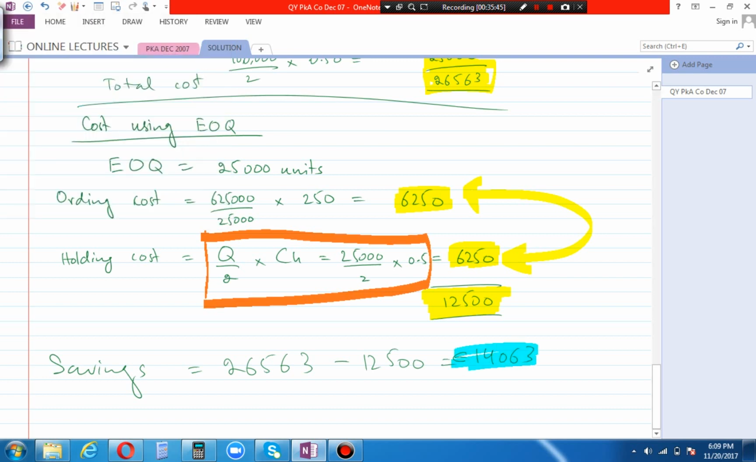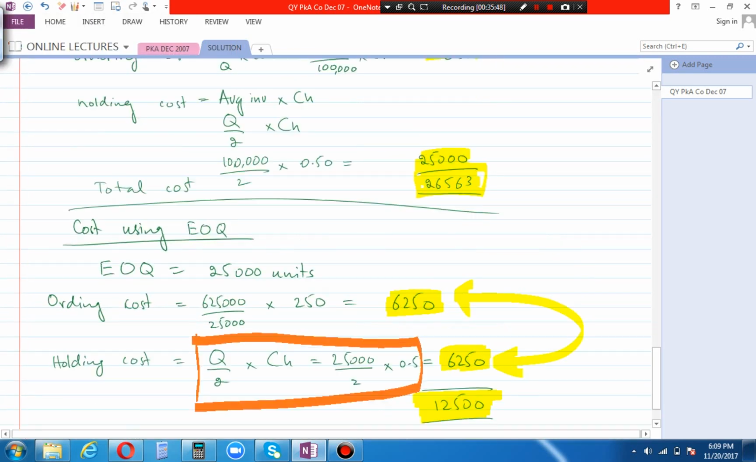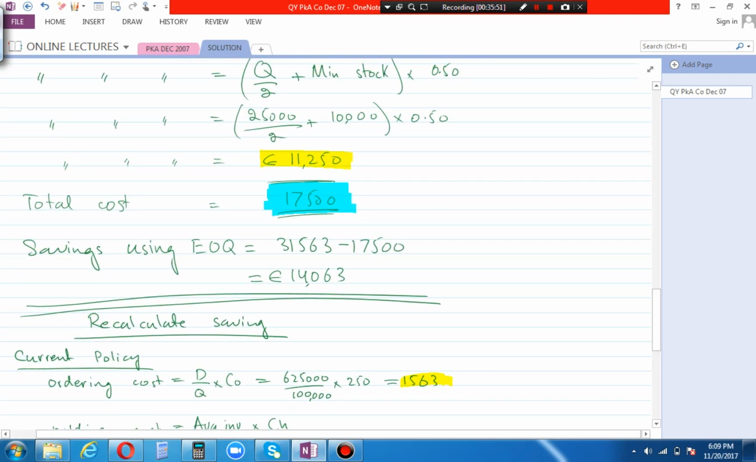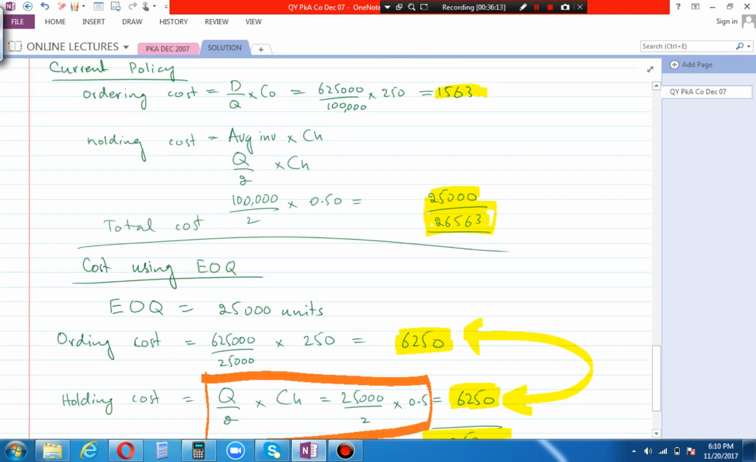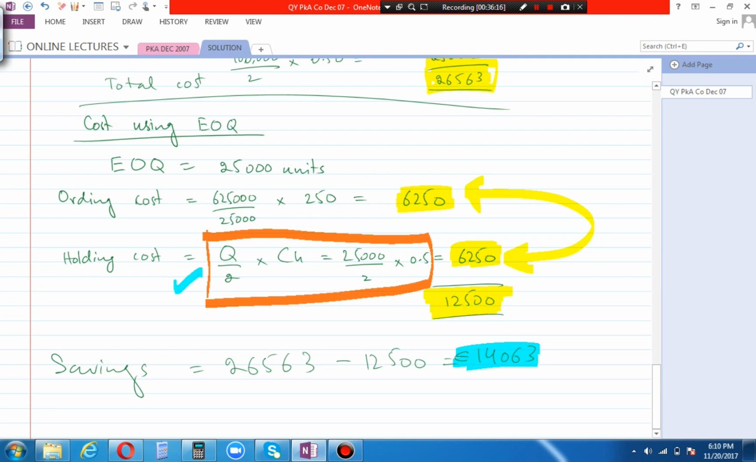And if you could see, we have calculated 14,063 in our previous calculation, also 14,063. So if you want to calculate saving, then you can ignore minimum inventory on both sides. Basically, you can ignore minimum inventory on both the policies, and then the shortcut would be that you don't have to calculate obviously minimum inventory, and the second one is that you don't have to do the holding cost calculation again, because ordering cost and holding cost would be the same, right?